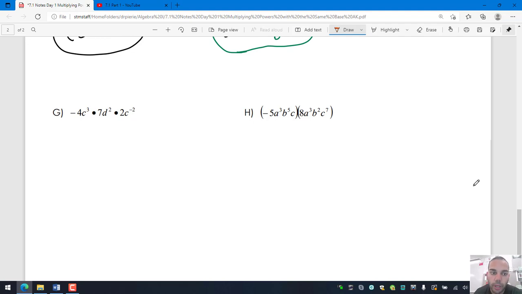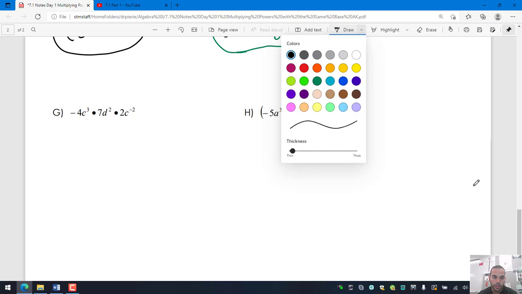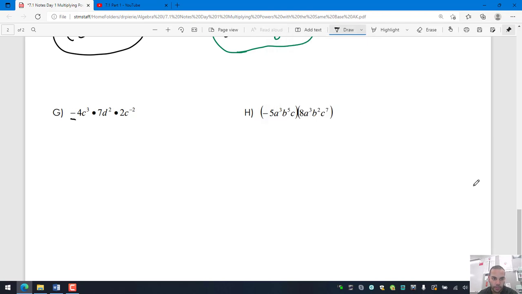Okay, example G could be our last one. I've got negative 4c cubed times 7d squared times 2c to the negative second. Okay, first step, see if you can combine the numbers. I've got a negative 4 times 7 times 2. Negative 4 times 7 is negative 28. Negative 28 times 2 should give you something like negative 56, I believe.